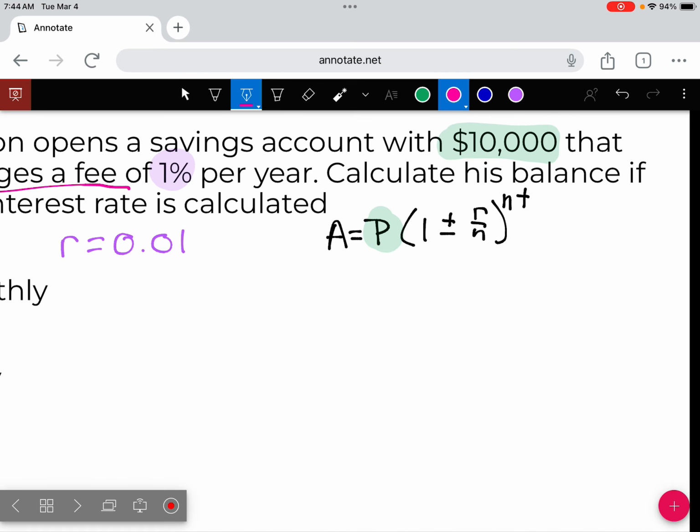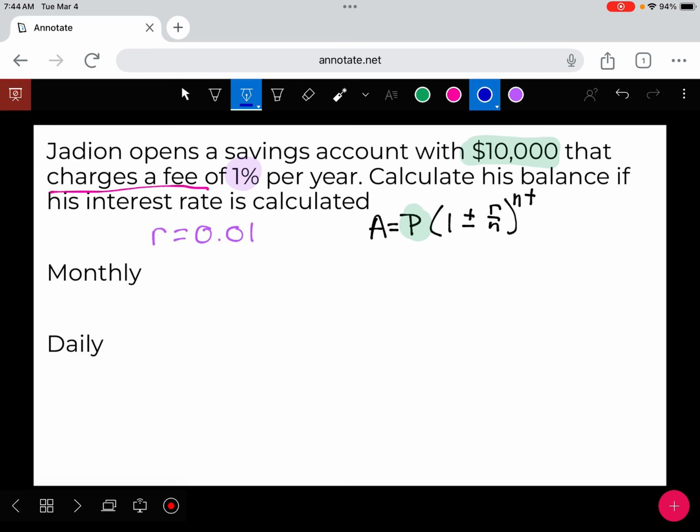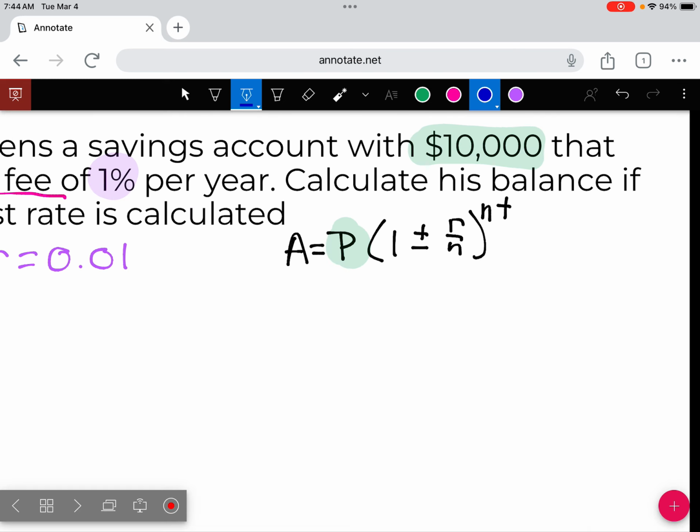And then I didn't specify a T on here, so let's go with a time of 5 years. So I'm just going to tell us that T equals 5 because there's not one actually on here.